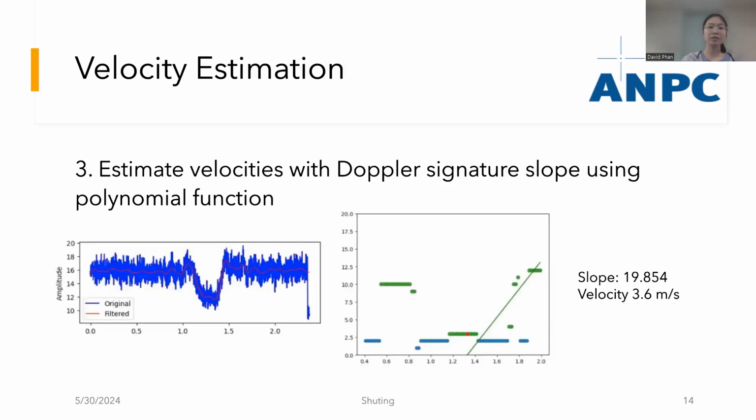For real data, after doing the signal processing, we got the left graph, and then we calculate the slope of the Doppler spectrogram, the green line. Then, using the polynomial function we got before, we estimate the velocity, and we got 3.6 meters per second.